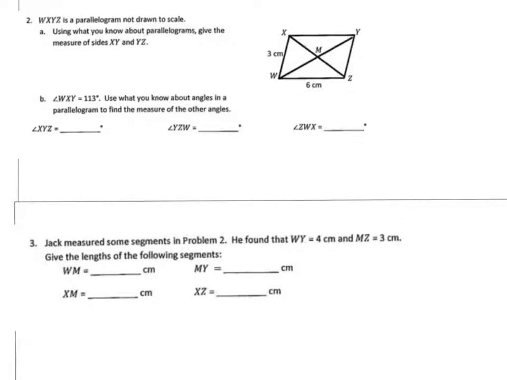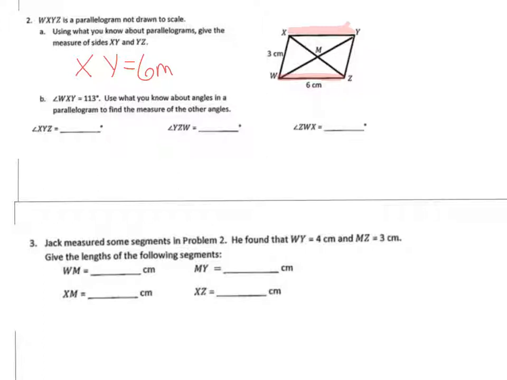Question number 2 says, WXYZ is a parallelogram that's not drawn to scale. Using what you know about parallelograms, give the measurements of sides X to Y and Y to Z. X to Y is here. This looks like a parallelogram, probably not a rhombus because it doesn't look like it has equal sides. So I'm going to look at the opposite side that's parallel. Down here it says the side W to Z is 6 centimeters. So I'm going to guess that side X, Y is 6 centimeters because it should be opposite, equal, and parallel.